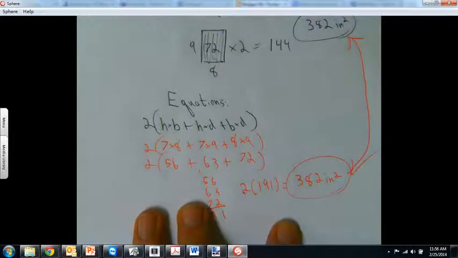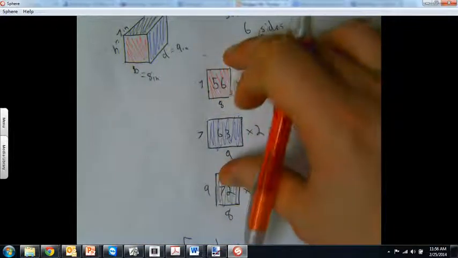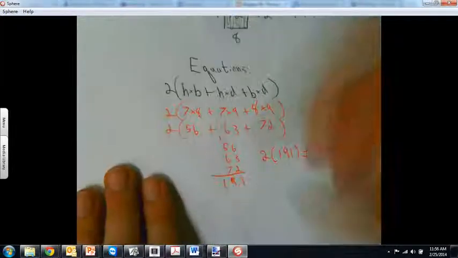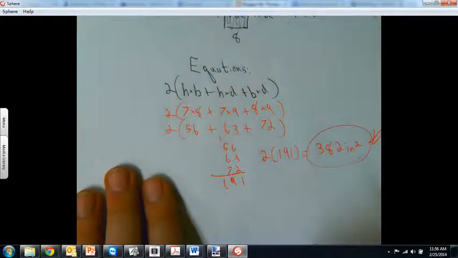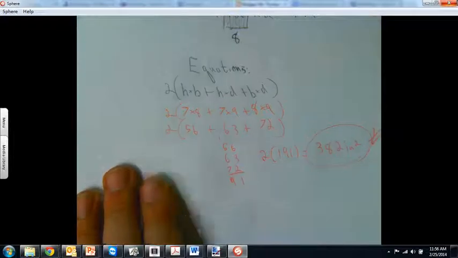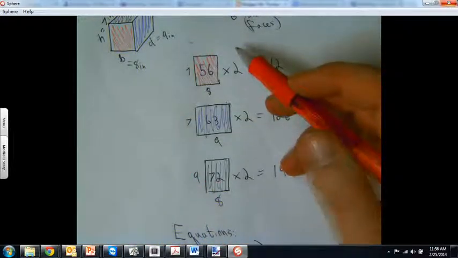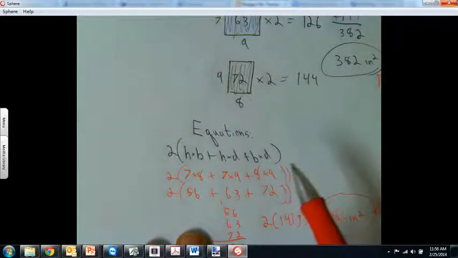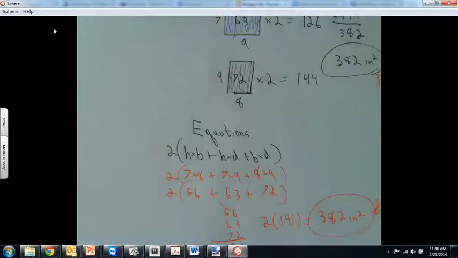So, definitely need to know how the individual sides work, but need to know the equation as well. The equation will get you there a lot quicker, but if you don't know how this works, you're not going to understand the equation. Now, tomorrow we're going to do the same kind of stuff, but we're going to apply it to triangular prisms and cylinders, which are just circular prisms.